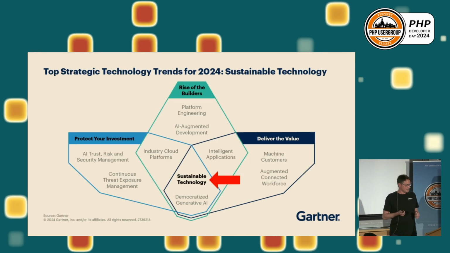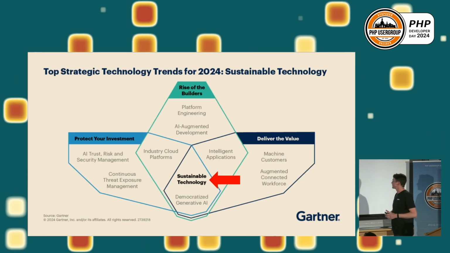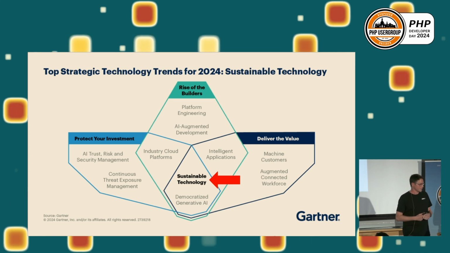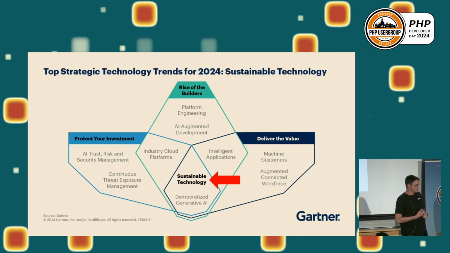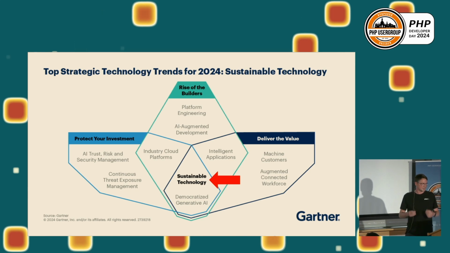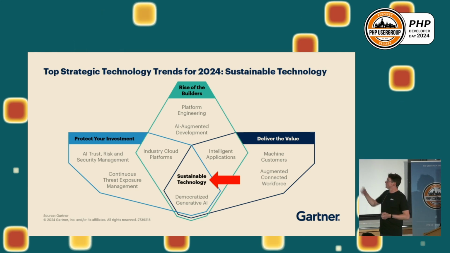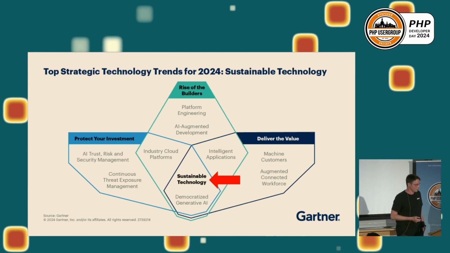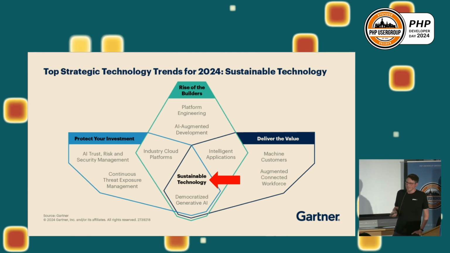Okay, so maybe that's one of the reasons why this famous Gartner Institute, these people who always claim that they can estimate trends in the future, or they can predict trends, put sustainable technology also as one of the core trends of 2024. That made me happy, of course.